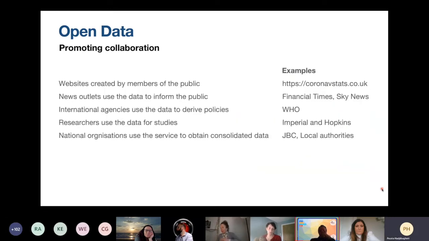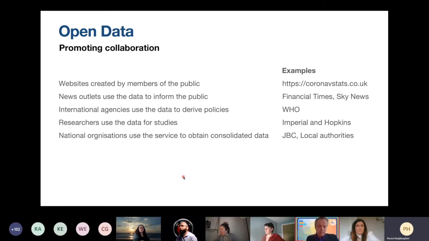It also promotes collaboration. There are websites that have been launched and created to display the data in different ways, aggregate them. An example of that would be this website. There are news outlets that regularly use our API to publish data in different ways or analyze them. Financial Times, Sky News, BBC News, they have postcode search and things of that nature, which uses our API directly.